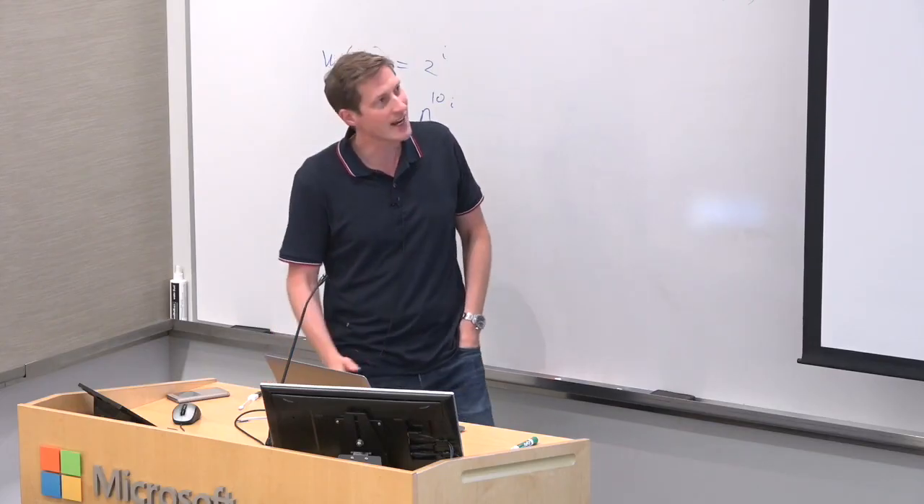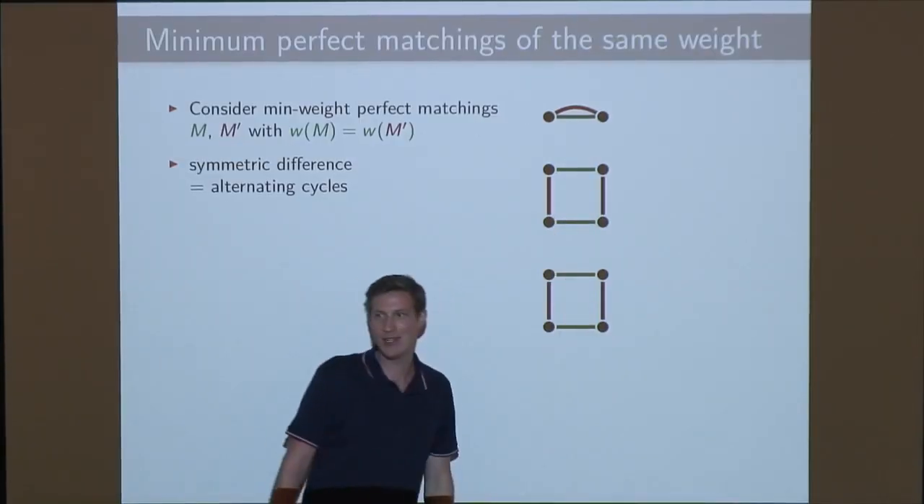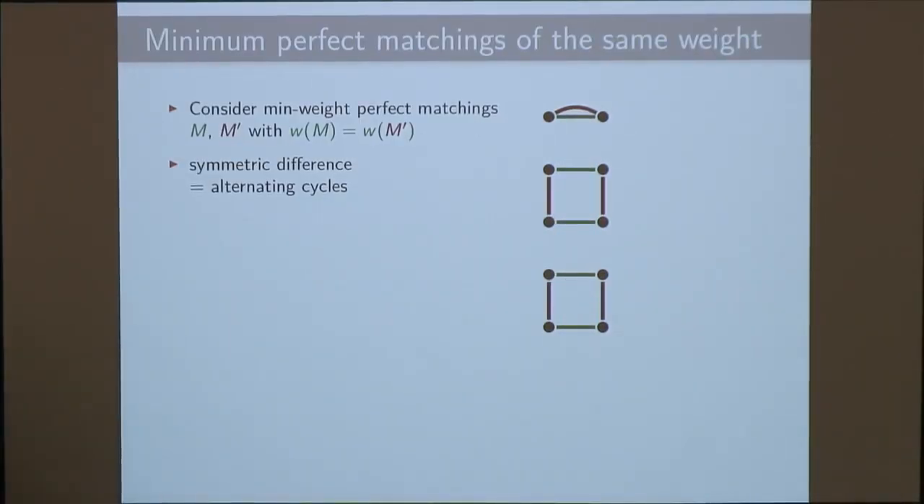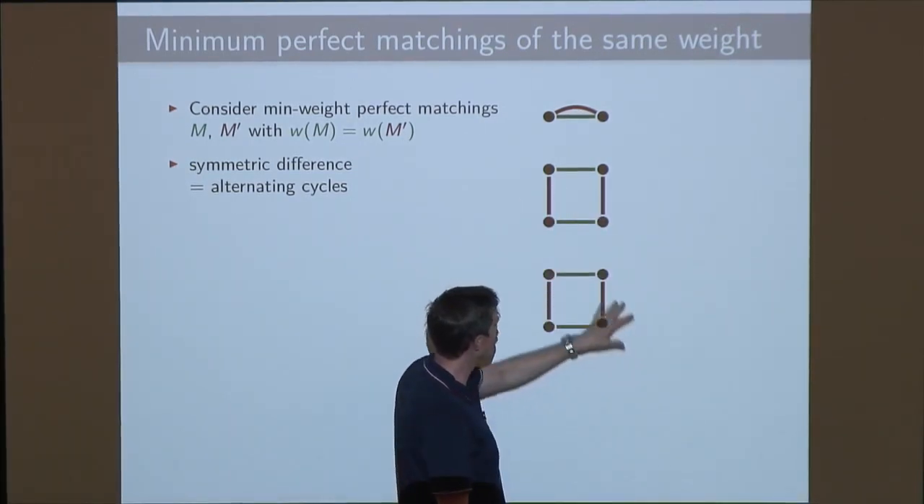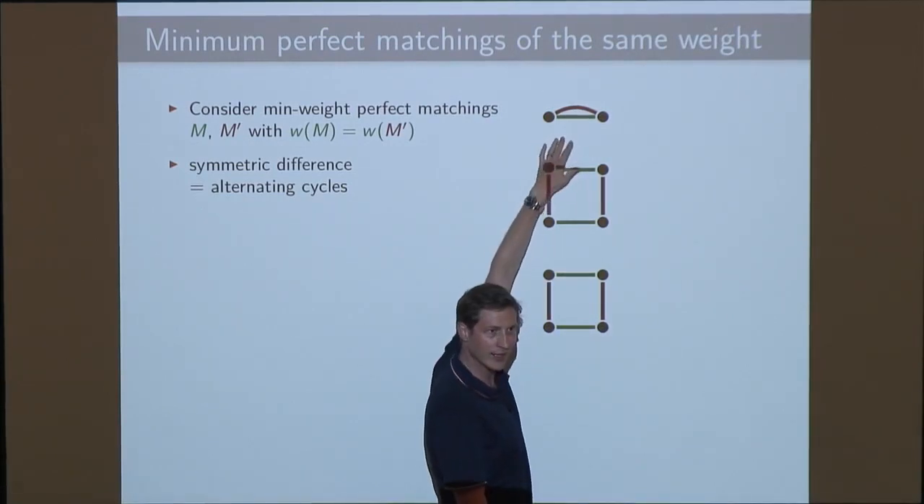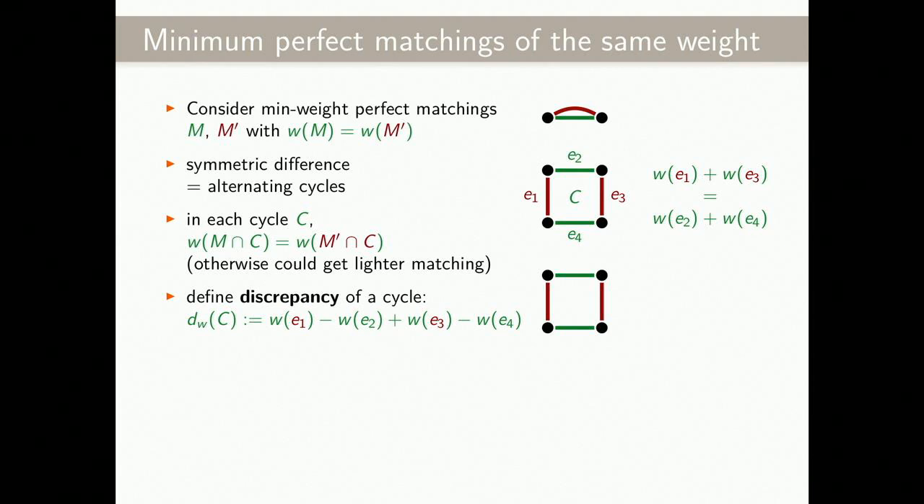Now, what can we say about the weight of each cycle? What can we say about the weight of the red edges and the weight of the green edges? These are two min weight perfect matchings. The same. They must be the same, right? Because if they were different, suppose the green edges here were cheaper than the red, then I could take the red matching everywhere else and the green matching here, getting an even smaller min weight. Excellent.